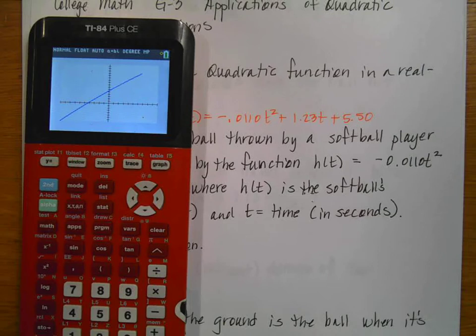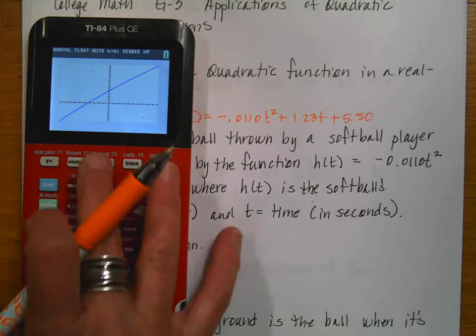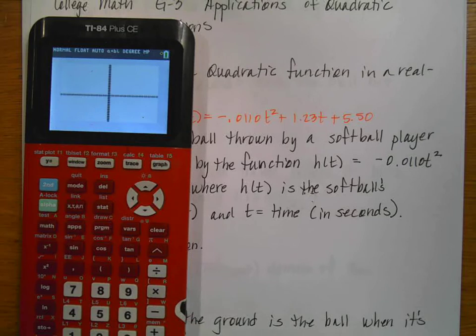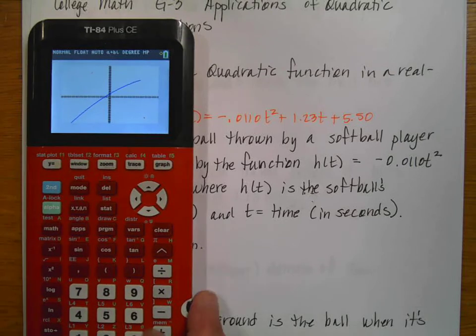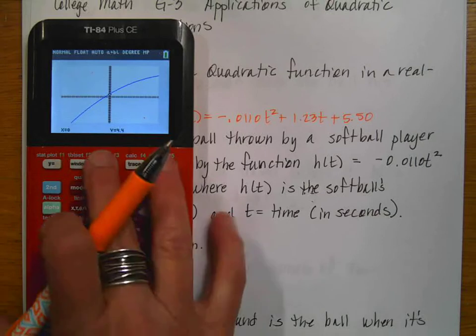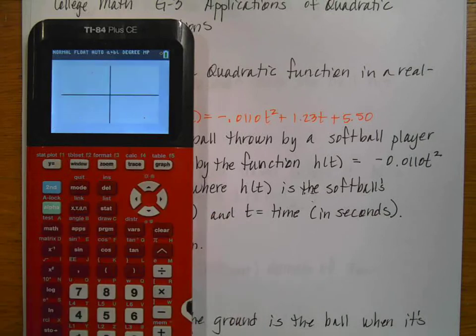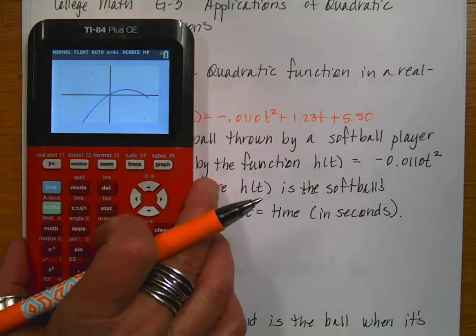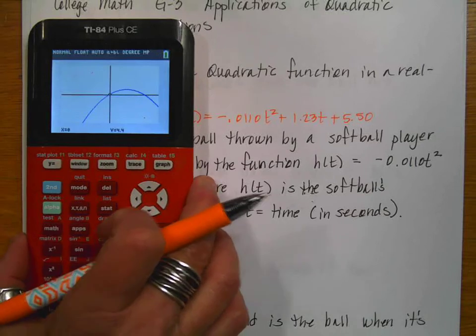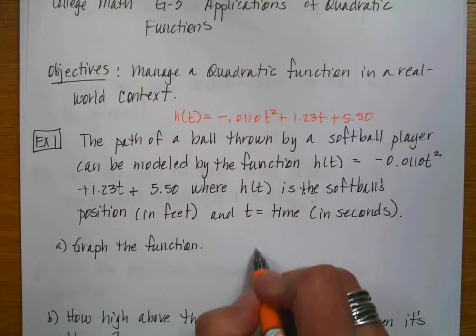Notice that here comes my graph, and I'm going to zoom out a little bit because I want to see the whole parabola. So I did a zoom 3 enter, and I'm almost there. I'm going to do it one more time, zoom 3 enter. All right, there's our graph. And we're going to find some information on our graph as we label it.